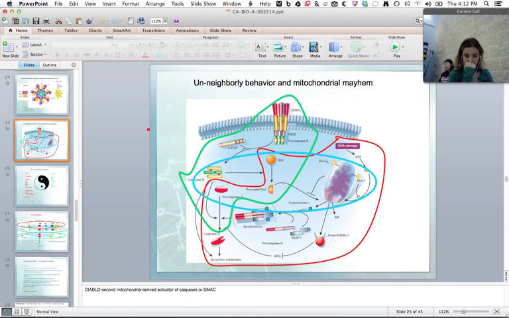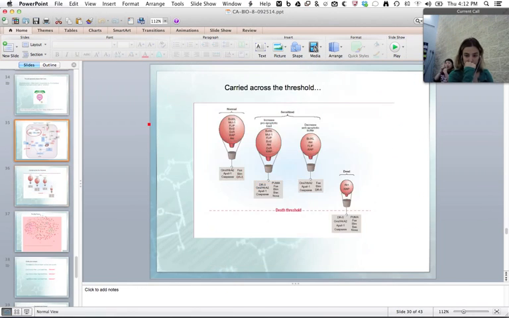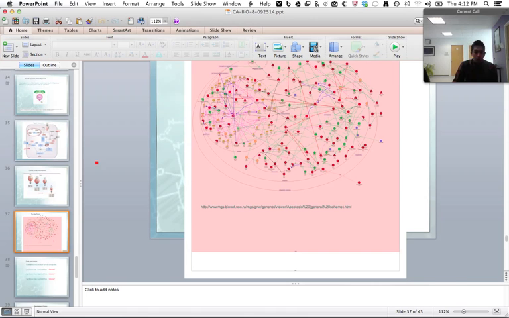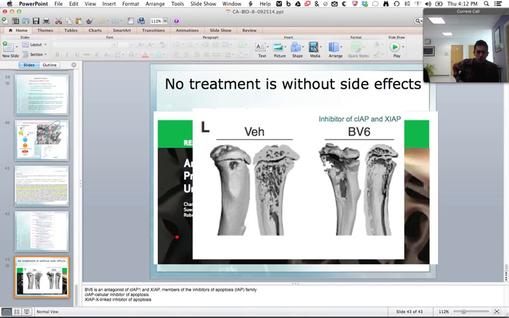So this is something that they clearly have to be aware of, right? When you're trying to develop a treatment, you have to be aware that you may be causing unwanted effects. Okay. Are we good on all of that?